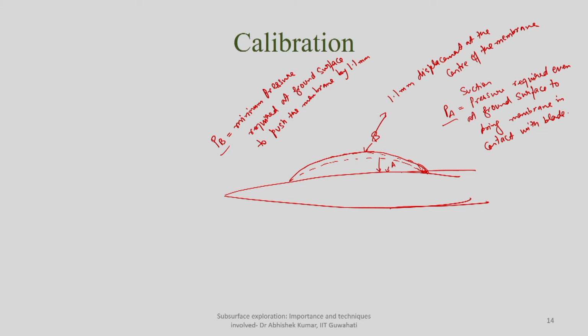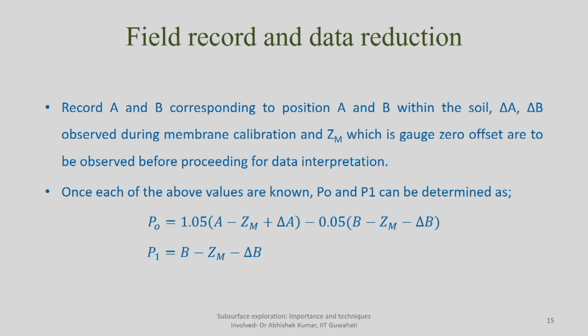And so based on these values of PA and PB, your earlier measured values, which were at the depth of interest, will change, because in those pressure values some component will be there from PA and some component from PB. So let's see how you get those pressure values now. Record A and B corresponding to position A and position B within the soil. Second thing, delta A and delta B are to be observed during membrane calibration, which we generally do at the site of interest, even at the ground surface.